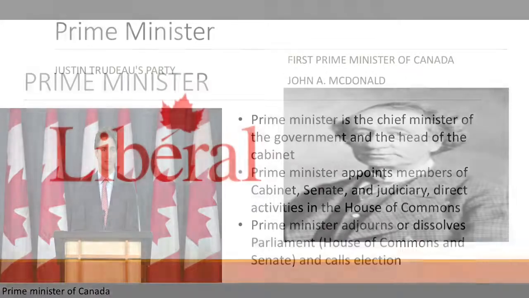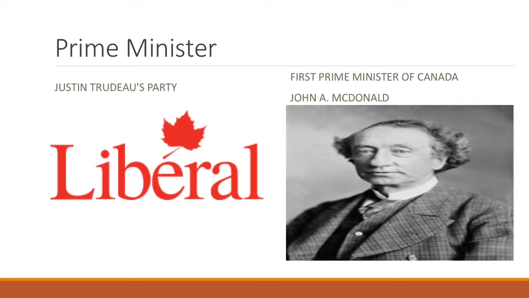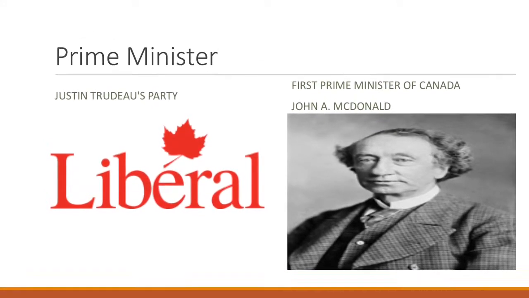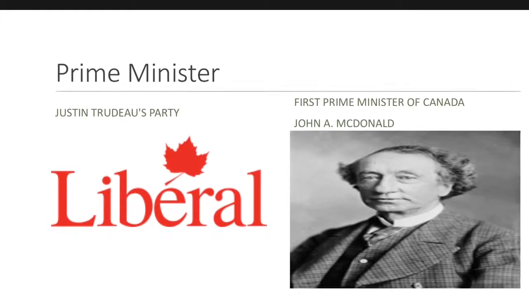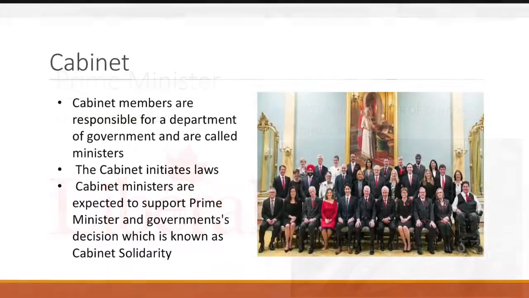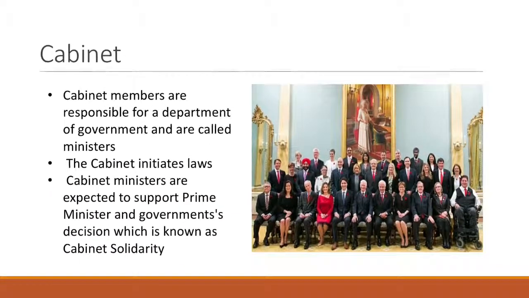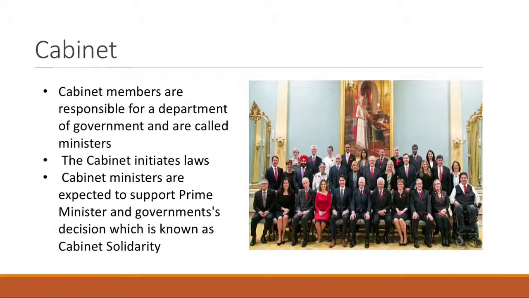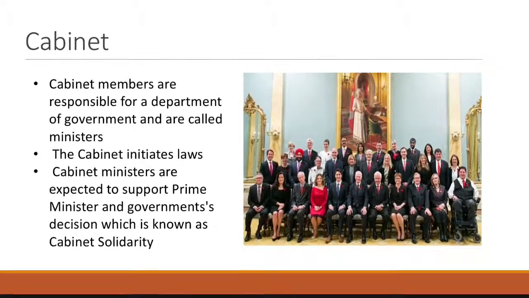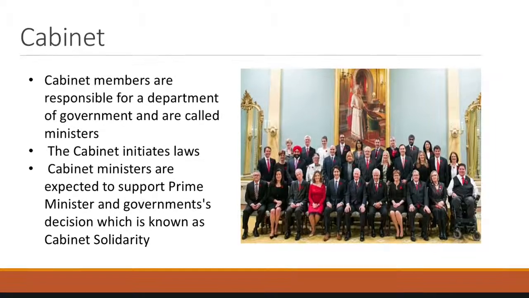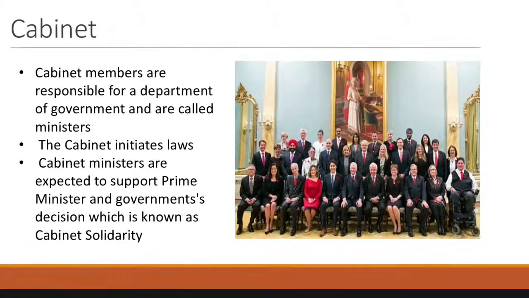The Prime Minister is responsible for all the policies of the government and appoints government officials to the Cabinet and Senate. The Prime Minister adjourns or dissolves Parliament and calls on elections. The Prime Minister is head of the Cabinet. In the Cabinet, members responsible for a department of government are called ministers. The Cabinet decides on a new legislation and a bill is then discussed and drafted. The Cabinet ministers have to support the Prime Minister and this is called Cabinet solidarity.